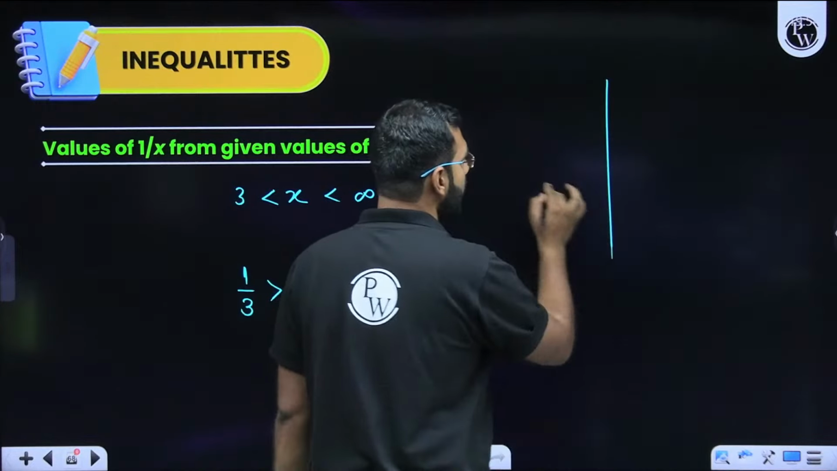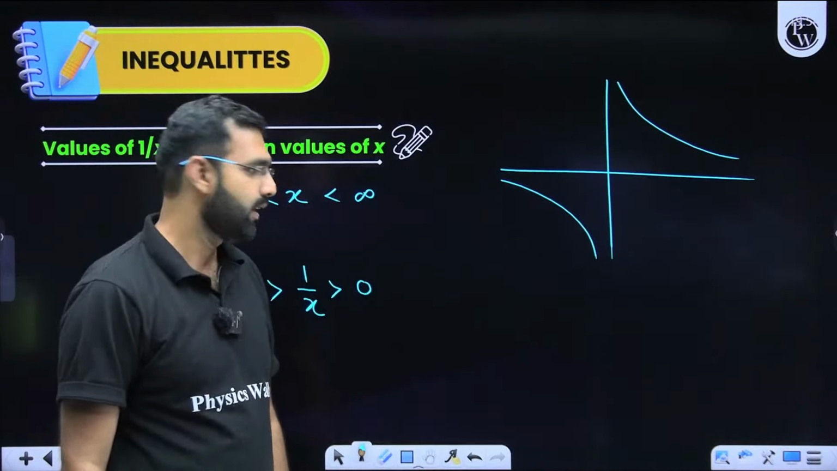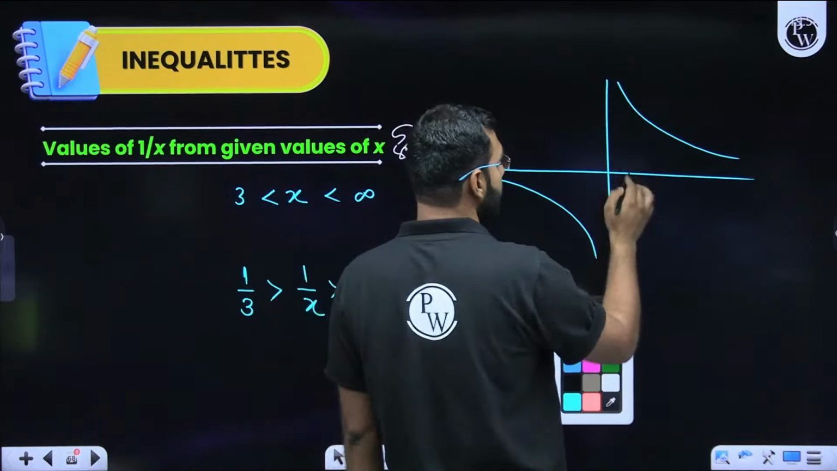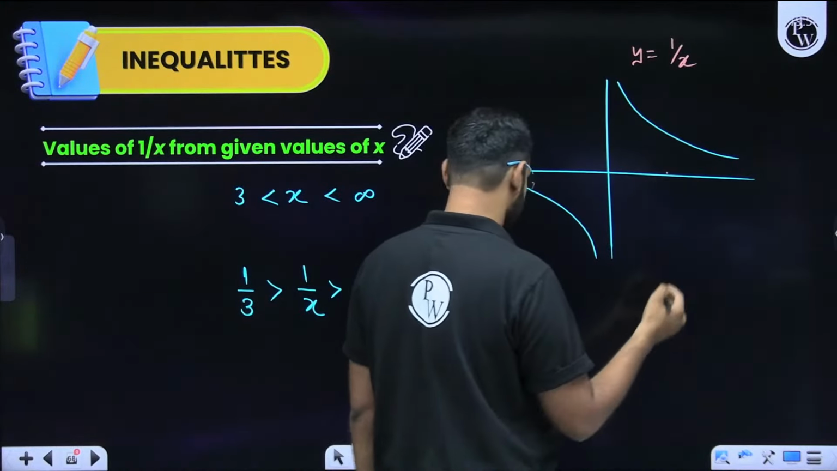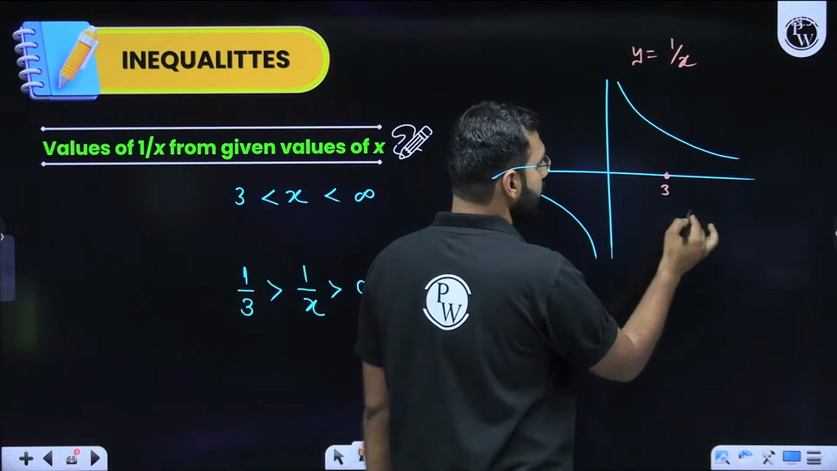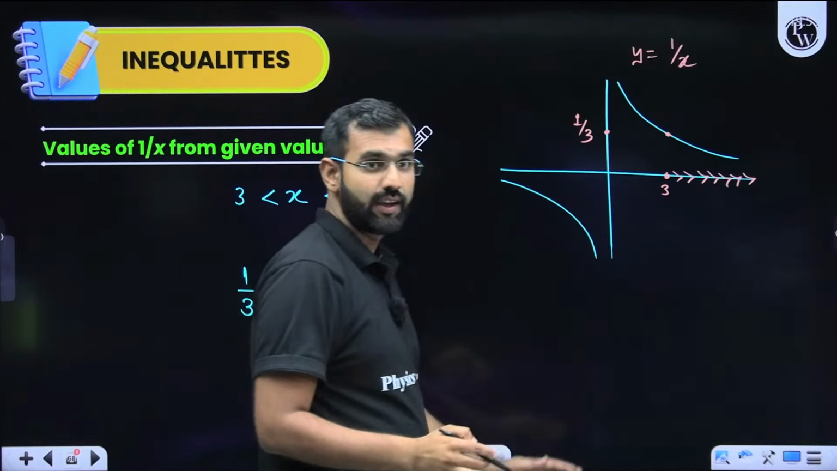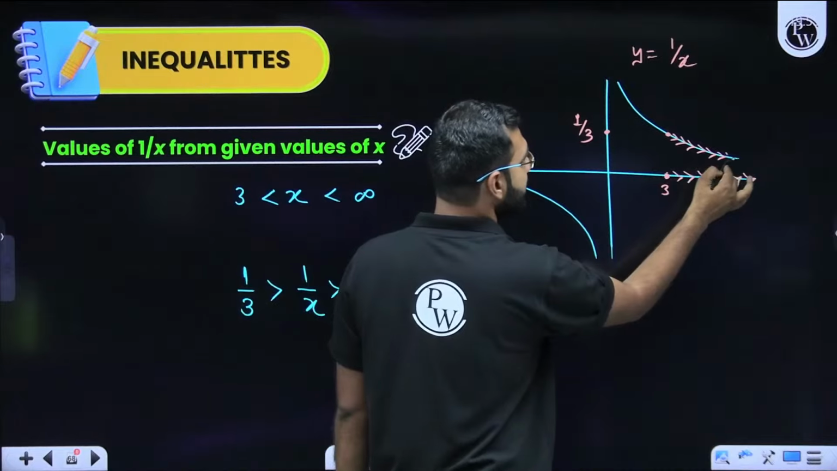Technically, the graph of the reciprocal function looks like this. I hope you're understanding. Let's say here, the graph of the reciprocal function means y is equal to 1 by x. So I repeat, when x was greater than 3, this point here is your 3. So at 3, the value of the function which you receive is 1 by 3. When you move ahead of 3, when you take all the values of x which are greater than 3, you start getting values of y which are less than 1 by 3.